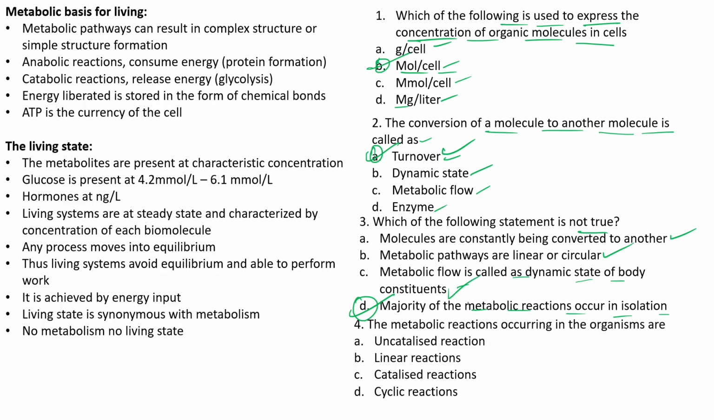Now moving on, the metabolic reactions occurring in the organism are uncatalyzed reactions, linear reactions, catalyzed reactions, or cyclic reactions, right? So we know that major metabolic reactions occurring in the cells are actually the catalyzed reactions. Catalyzed reactions are the reactions done with the help of catalytic molecules called enzymes, right? Enzymes are the molecules involved in catalyzing or converting one type of metabolic reaction. Breaking or forming kinds of reactions are done by the enzymes only.